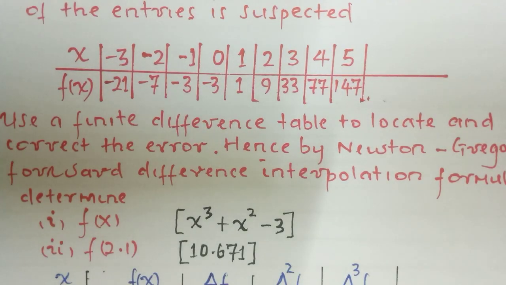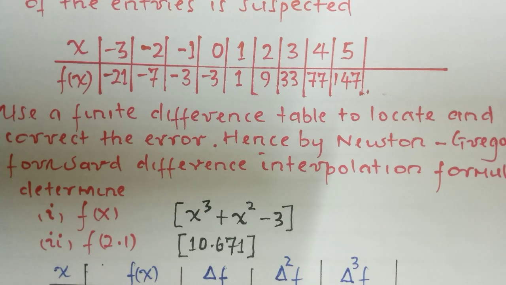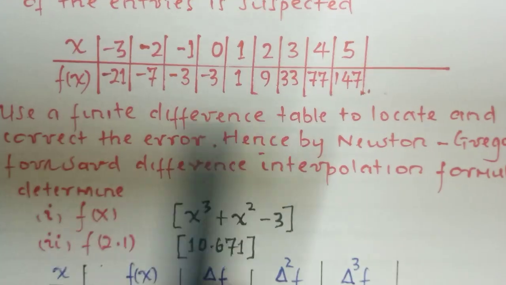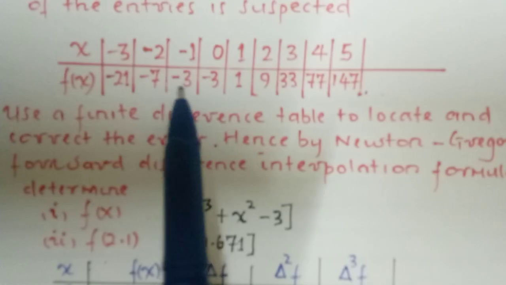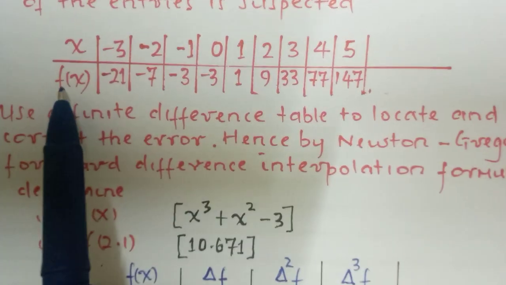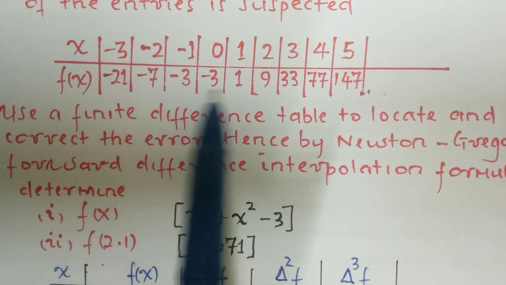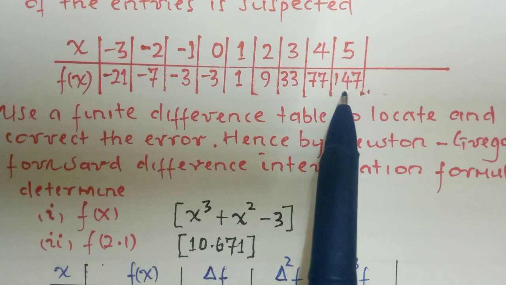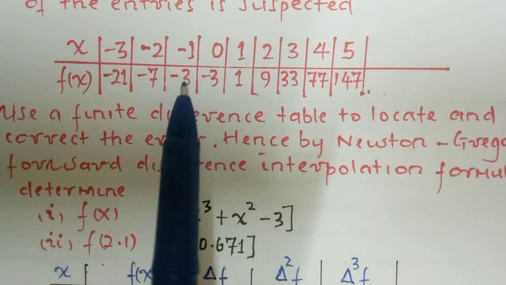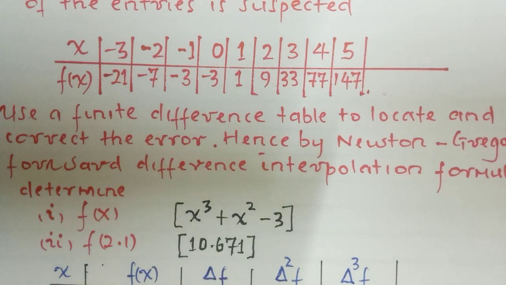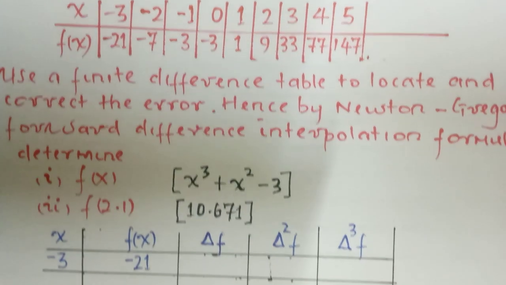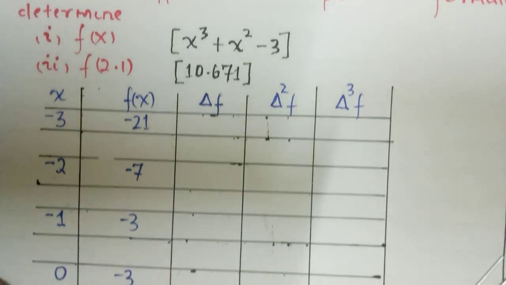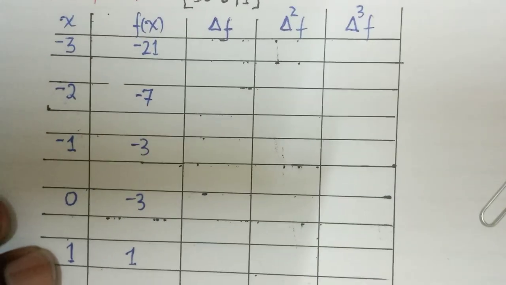So before we go to that, guys, we are saying that one of these entries here, the entries that have been entered, is incorrect. These entries, that is f(x), there are some that are incorrect. Actually, they are saying it is one of the entries. And so let's find out which entry is incorrect. So I have drawn a table here, guys. This is now the table. And now we are going to fill up this table.